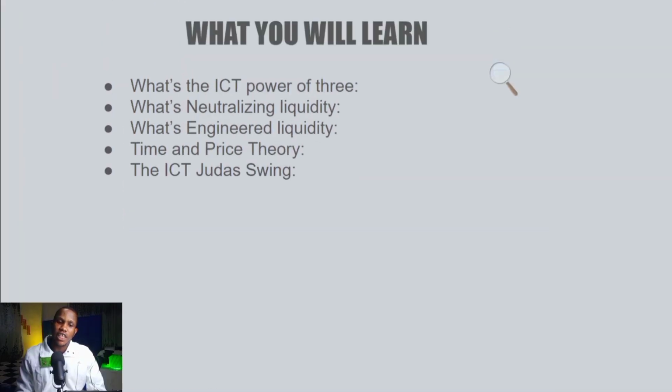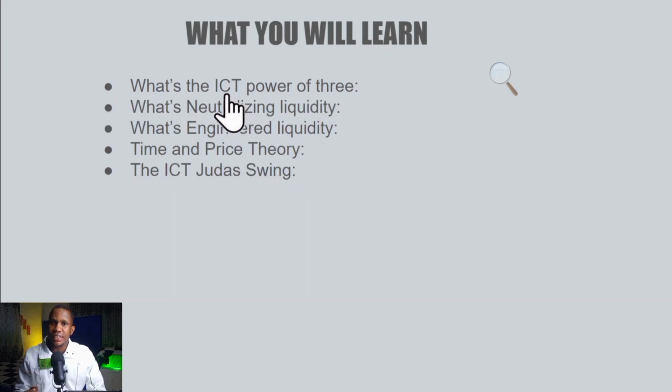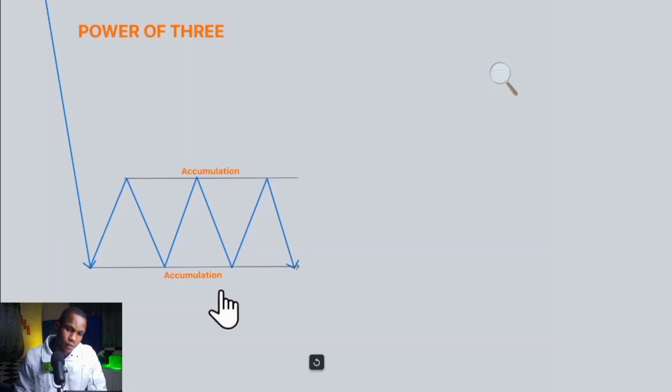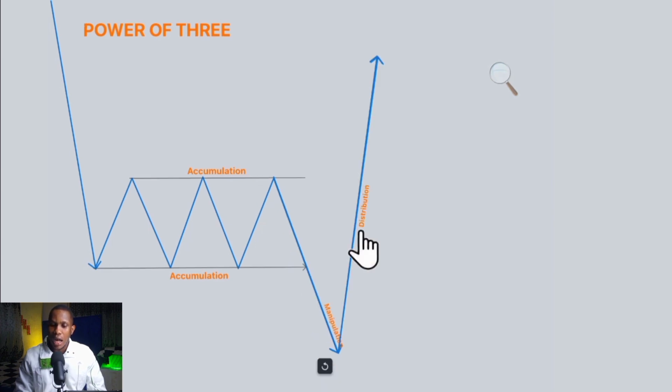So guys, the first thing we have here is what is the ICT power of trade. We say that the ICT power of trade is a trading strategy that is made up of three phases: early morning with the accumulation phase, the manipulation phase, and the distribution phase. Your entry will be from this manipulation phase and your take profit will be during this distribution phase, guys. So this is what I mean: an accumulation phase, a manipulation which will be your entry, and a distribution to the upside which will be your take profit level.